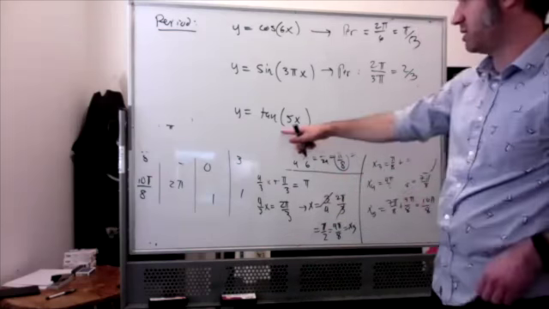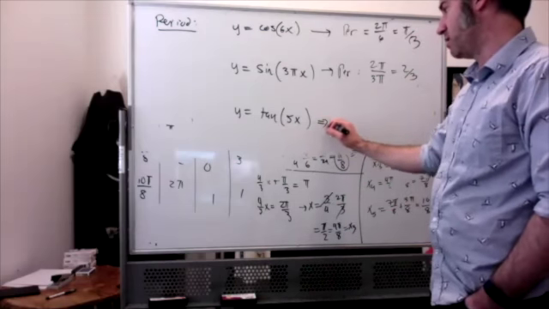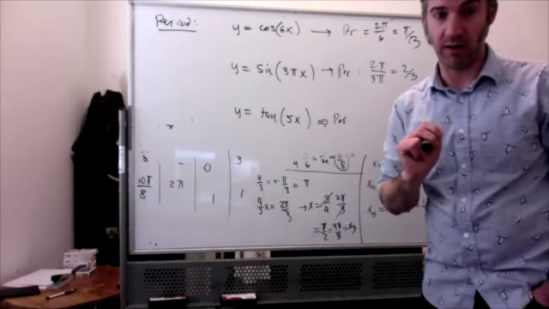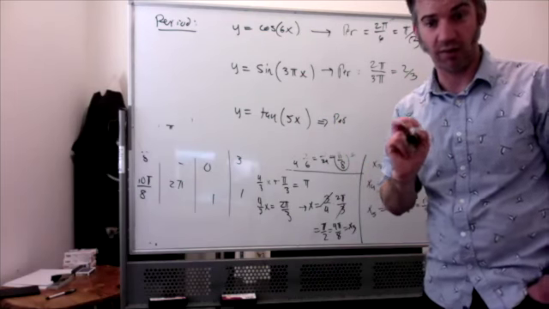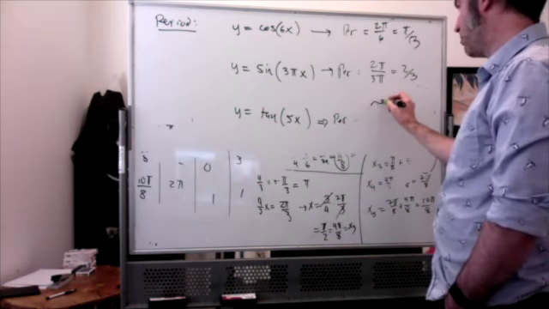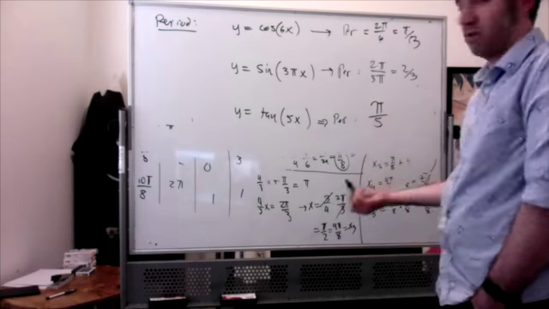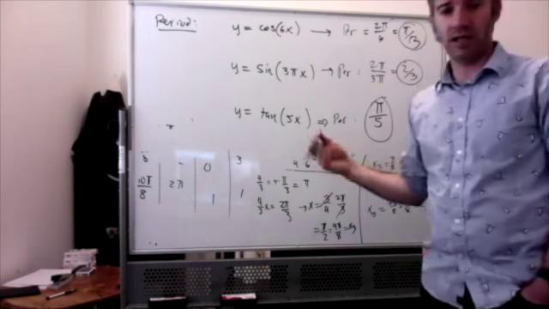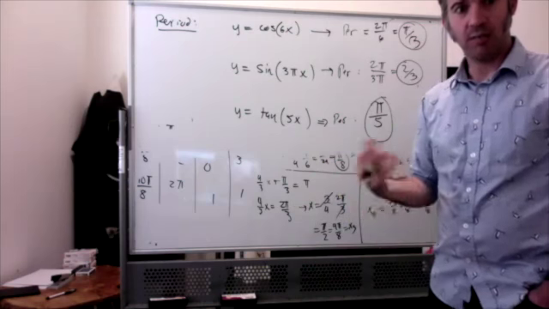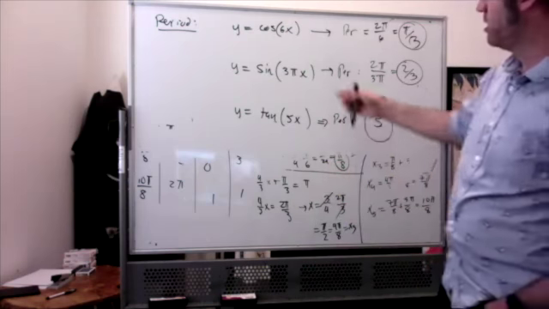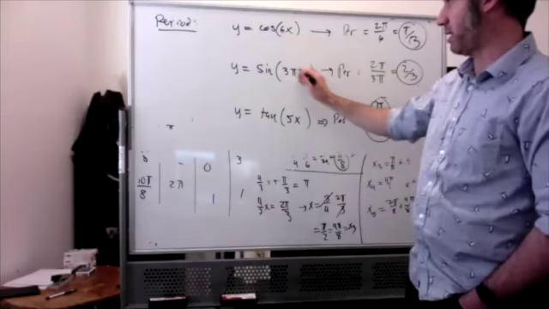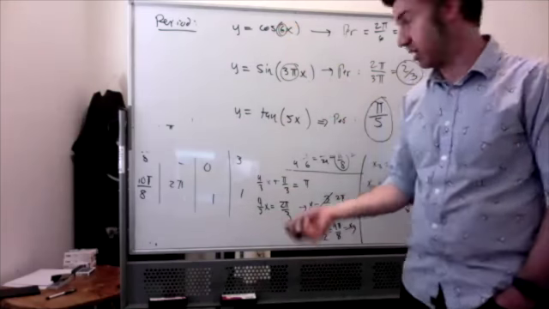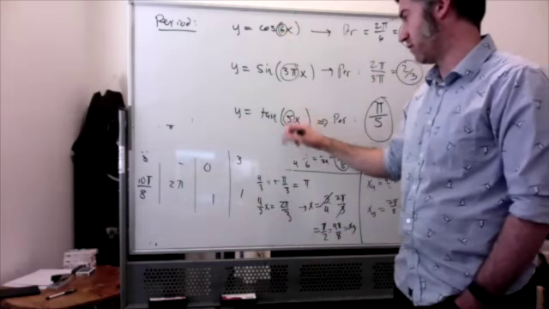And then finally, for tangent, the period would be, now remember for tangent, it's not 2 pi divided by the coefficient, it's just pi divided by the coefficient. So the period here would be pi divided by 5, and that's it. So for sine and cosine and secant and cosecant, the period of your function is 2 pi divided by whatever is multiplying x. For tangent and cotangent, the period is pi divided by whatever is multiplying x.